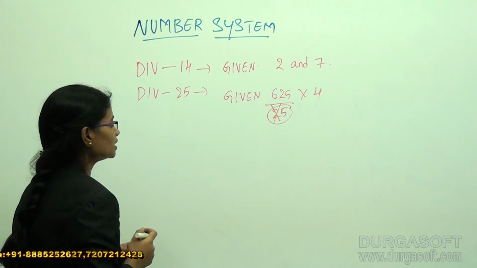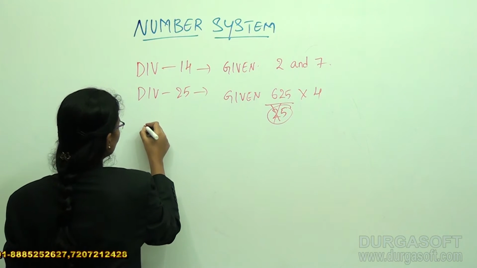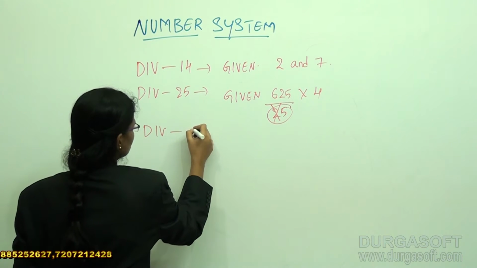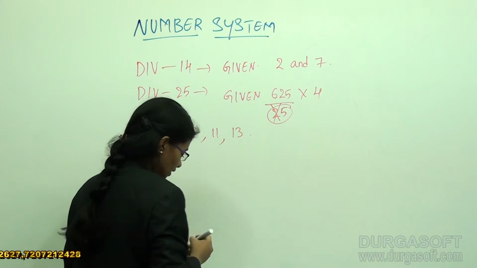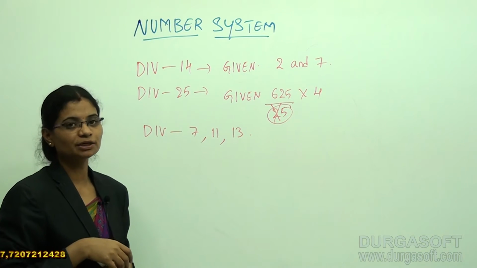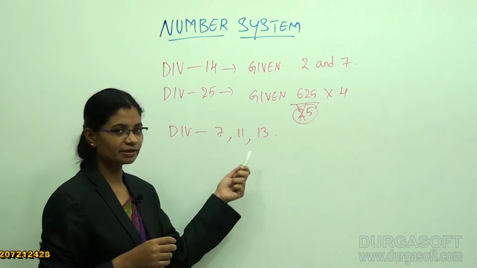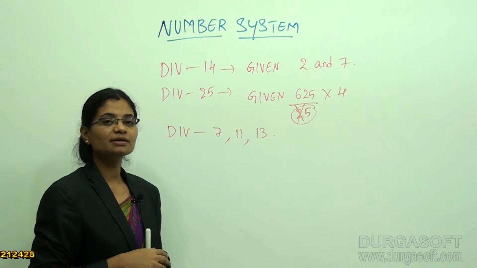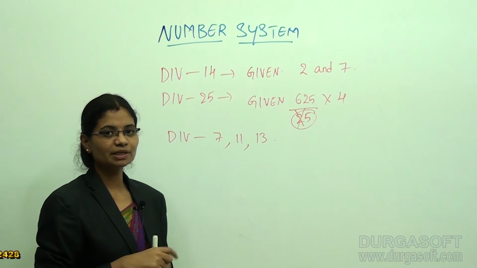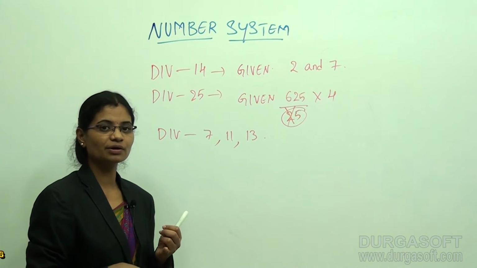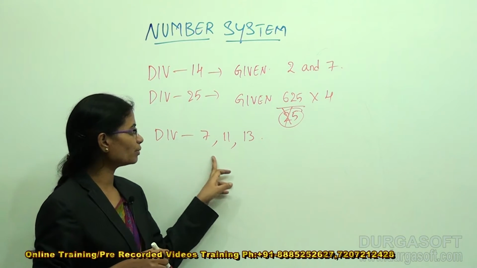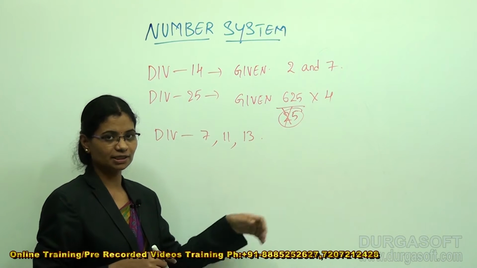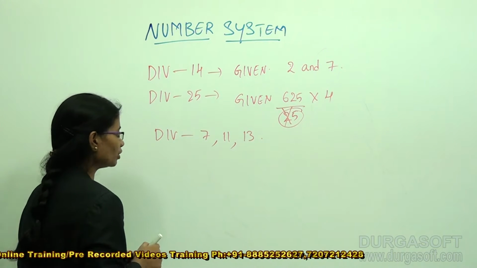And next, let's go to the divisibility rule for 7, 11 and 13. There is just one common divisibility rule for 7, 11 and 13. That means whether the given number is divisible by 7 or not, or 11 or not, or 13 or not, there is a common rule. So let's see that common rule.